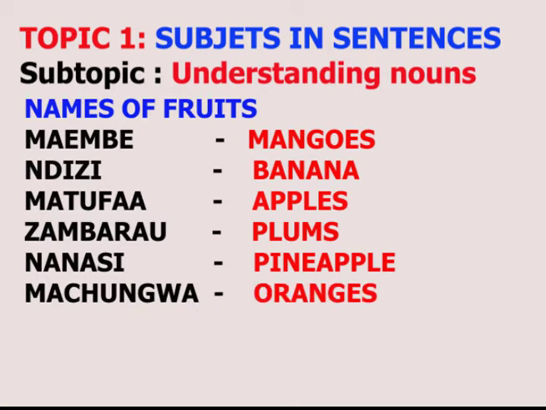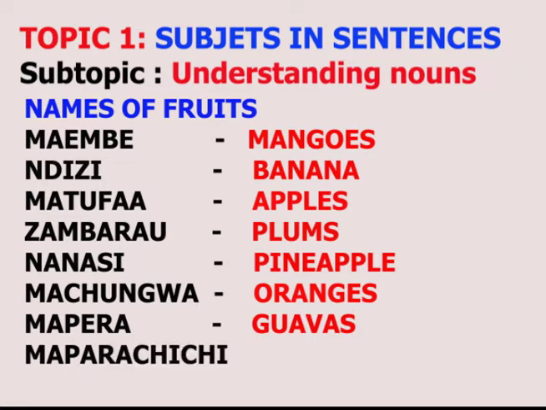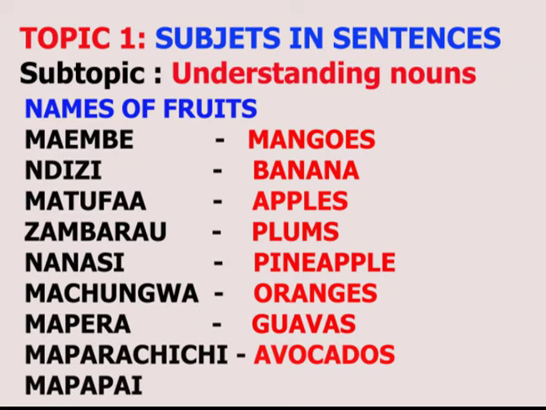Mapera, I know you know, in English is guavas. Also we have maparachichi, which in English is avocados. Mapapai are called papayas. Those are some of the names of fruits we can talk about. You can add yours because the fruits are many.